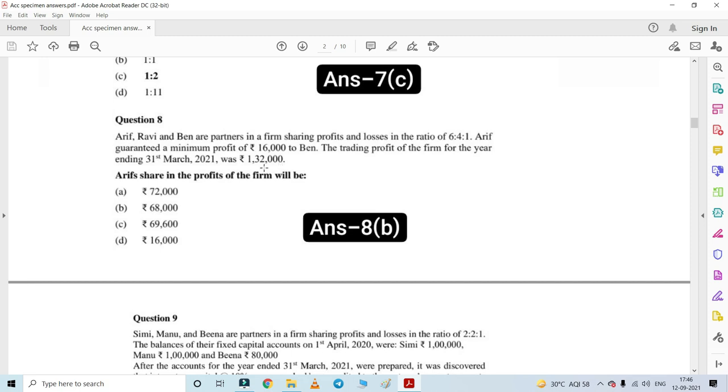Now 72,000 is the value, but 4,000 you need to deduct, because 4,000 is the deficiency on behalf of Ben, because Ben was supposed to get 16,000 from Arif. So Arif is supposed to provide 4,000 to Ben in order to provide him the guaranteed value of minimum profit. His share of 1 by 11, he is only getting 12,000 here. So that is why the rest 4,000 he will be getting from Arif. So the correct answer is 68,000.